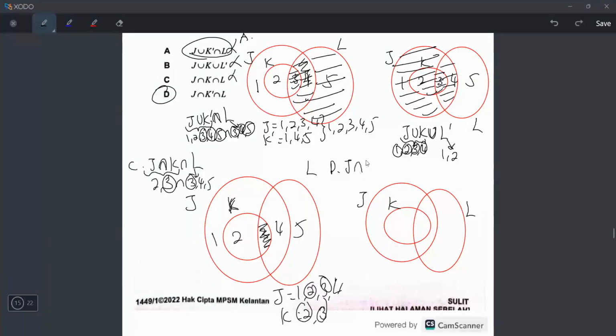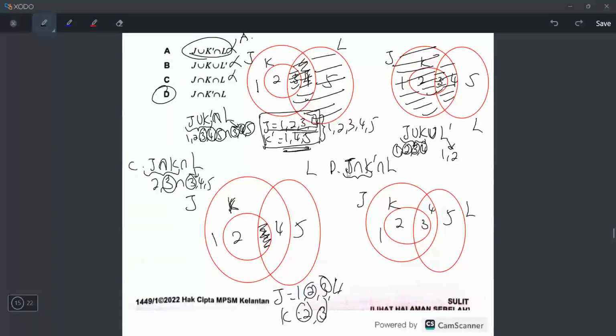Just for fun, J intersect K complement intersect L. So we have to do this first. We can copy from here, because we already know, let's use the same labeling: 1, 2, 3, 4, 5. J is 1, 2, 3, 4, which I already wrote here. And then K complement is everything except K. K is 2, 3, so everything except 2, 3 is 1, 4, 5. That's why I wrote 1, 4, 5 here.